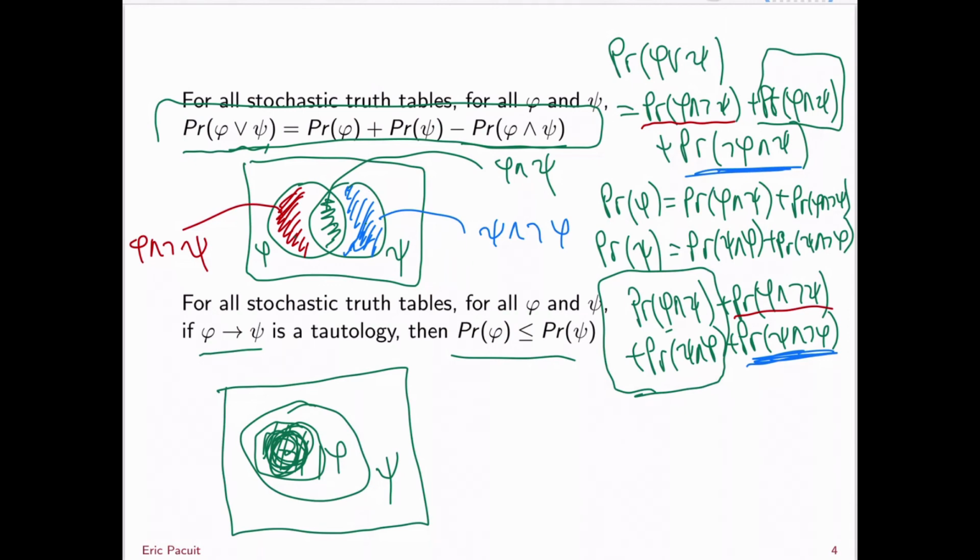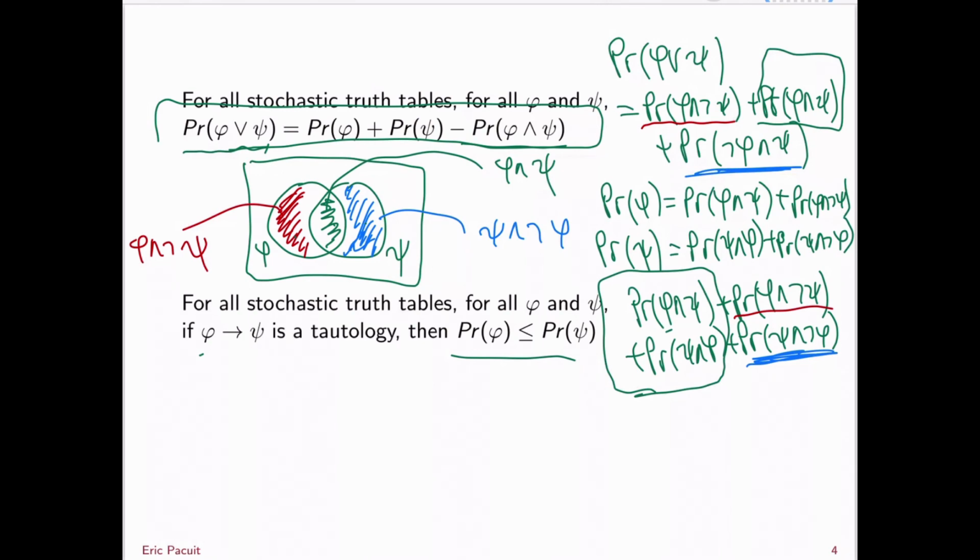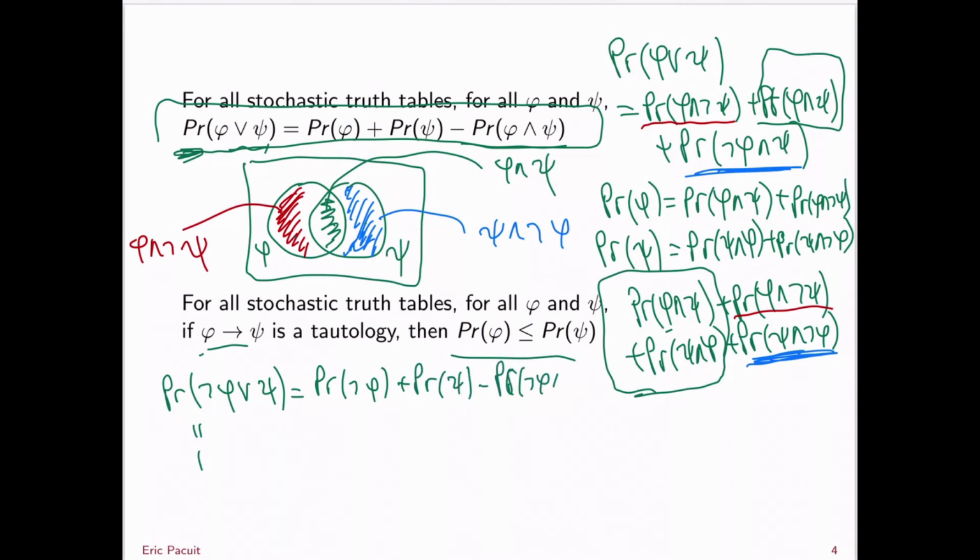A bit more formally, let's look at the probability of not phi or psi. Now remember, not phi or psi is logically equivalent to phi implies psi. These two formulas are tautologically equivalent, so the probabilities of these two formulas are the same. So this probability is going to be equal to 1. But using the equation at the top here in this first property, this is going to be equal to the probability of not phi plus the probability of psi minus the probability of not phi and psi.